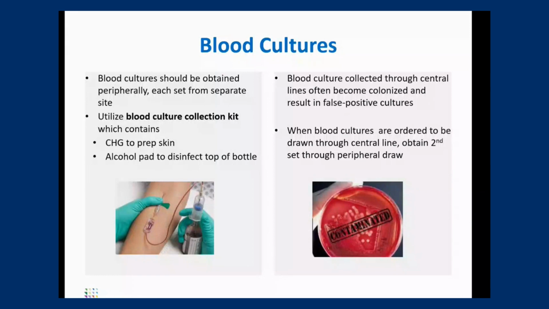So part of the reason why we prefer that blood cultures are drawn peripherally is when they're drawn through central lines, it can be colonized and result in those false positives.